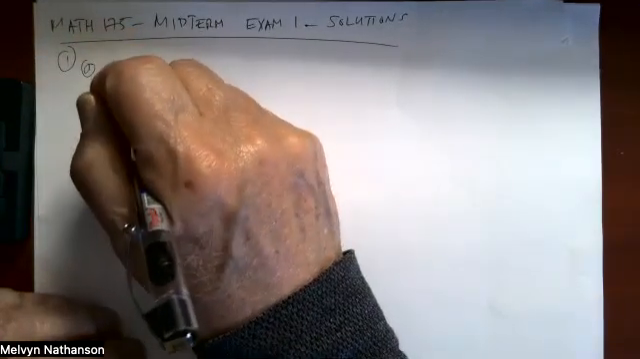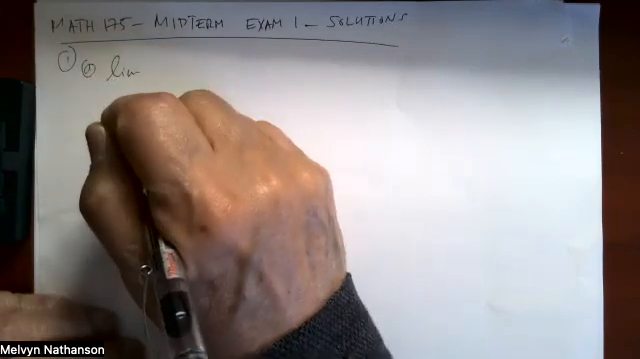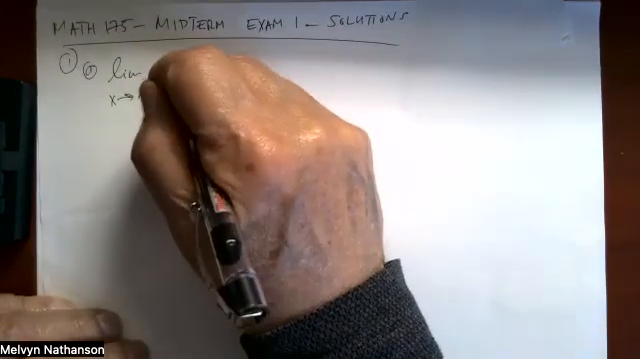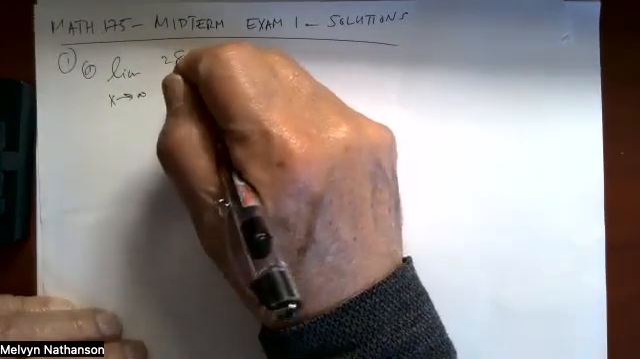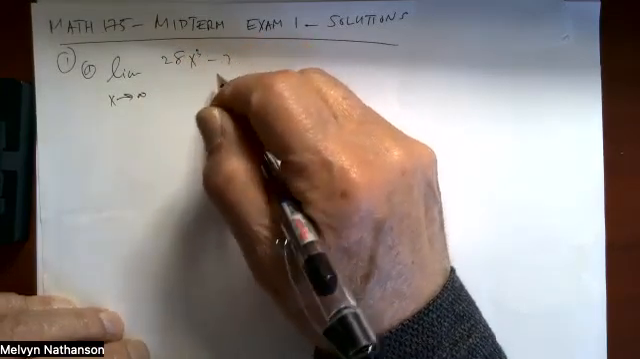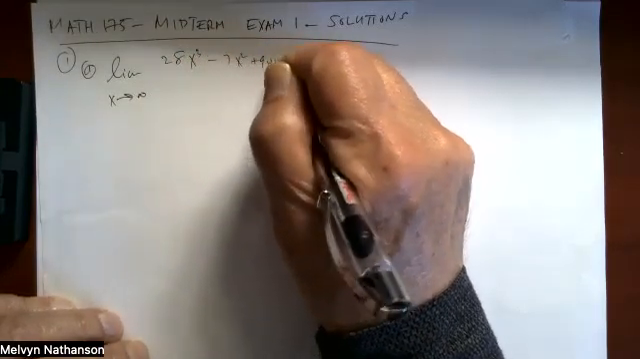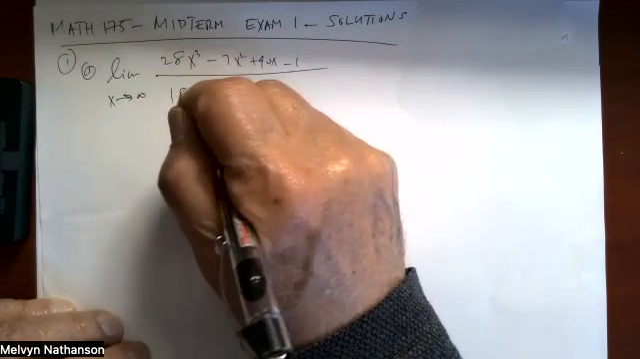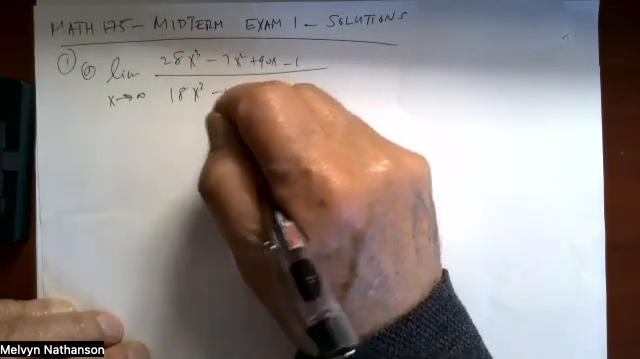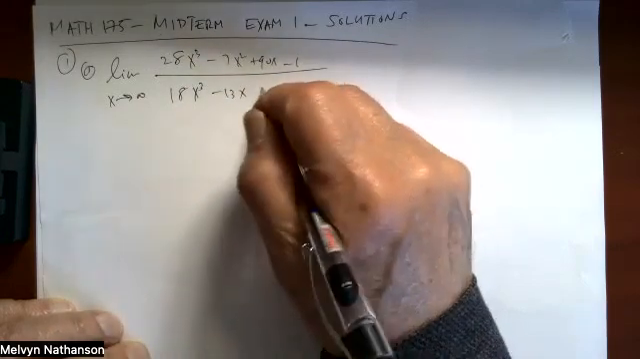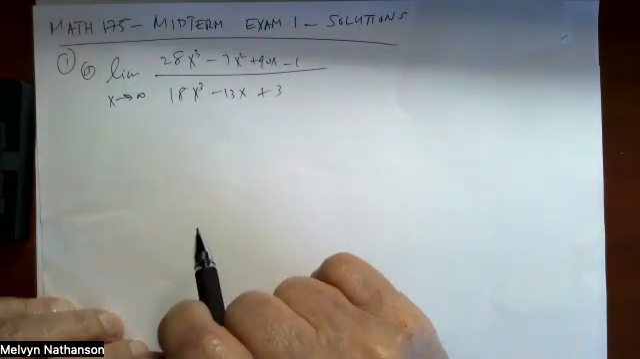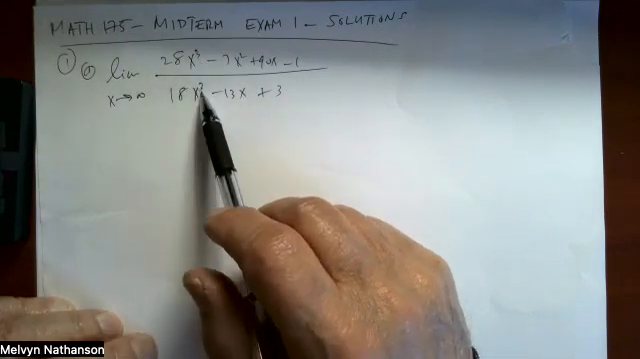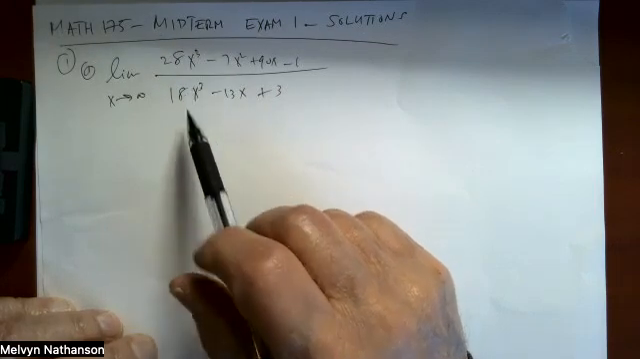So in part A, we're taking the limit as x goes to infinity of a rational function, 28x cubed minus 7x squared plus 90x minus 1 divided by 18x cubed minus 13x plus 3. And you see that in this rational function, the numerator and the denominator have the same degree. They both have degree 3.